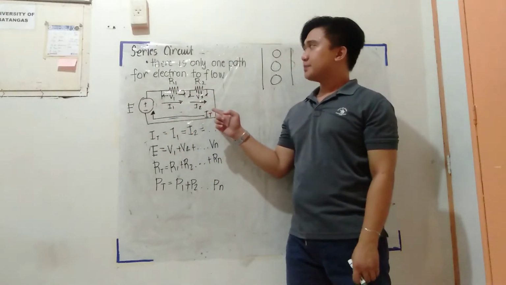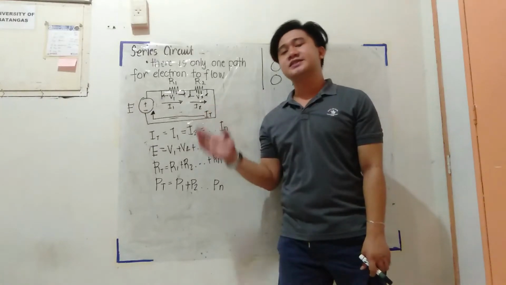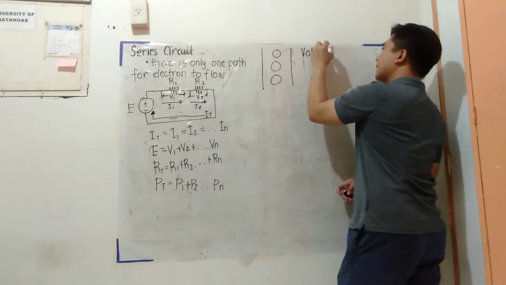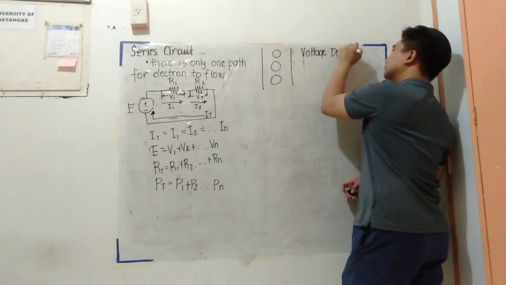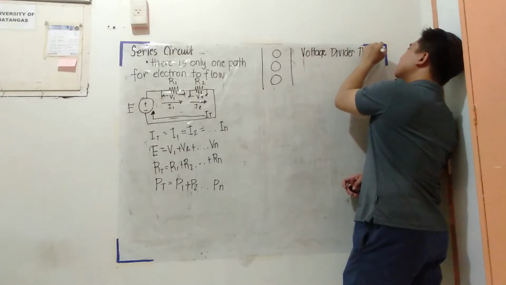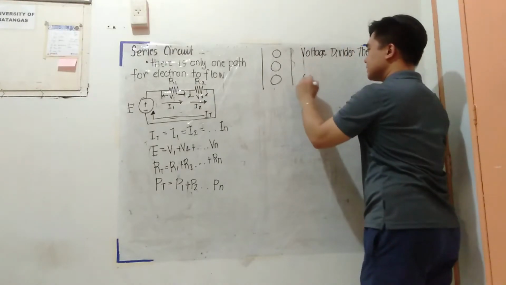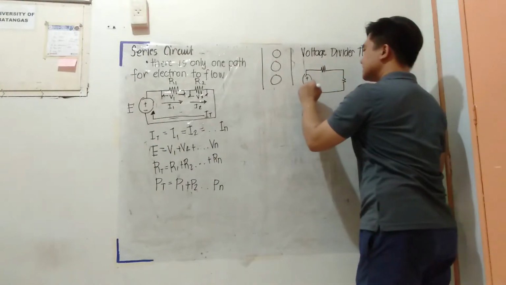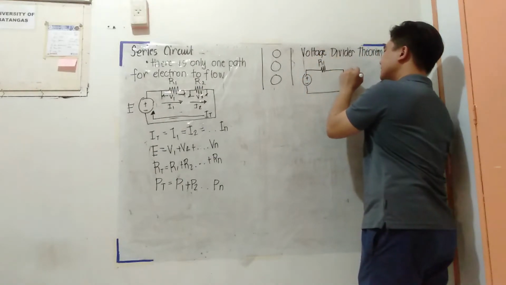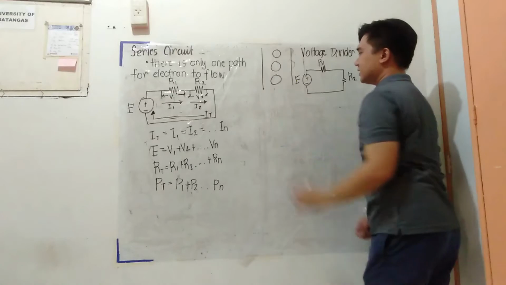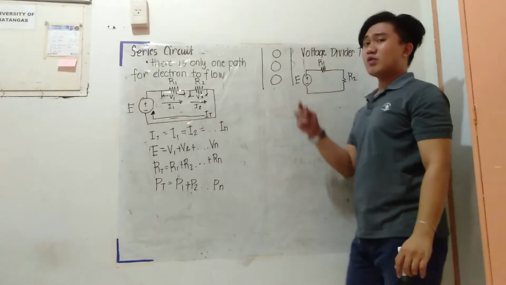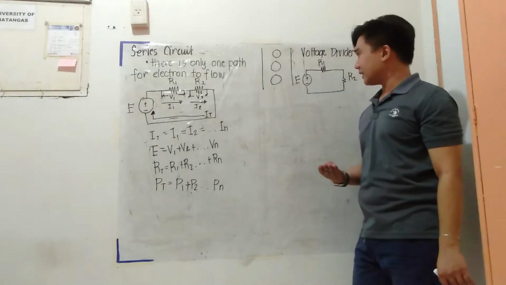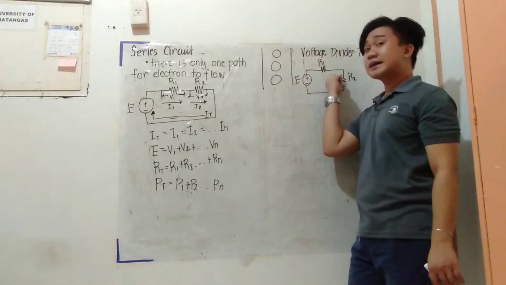Okay? So, ang isang mahalagang theorem sa series circuit is yung tinatawag nating voltage divider theorem. So this is applicable if you have a supply, of course, and two resistors in series. Let's say this is R1 and this is R2. You have a supply E. Ginagamit po ang voltage division theorem para mas mabilis makuha ang voltage drop sa dalawang resistor.